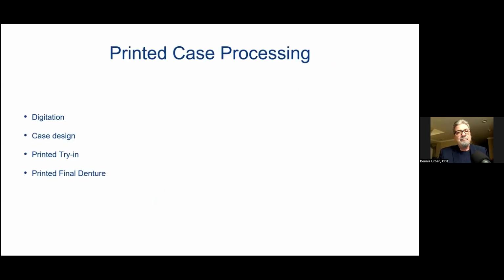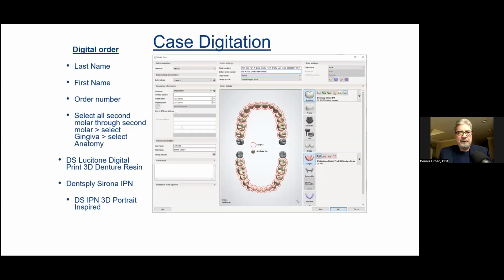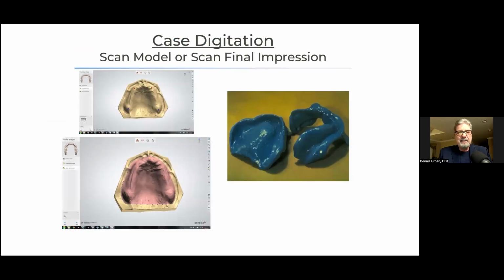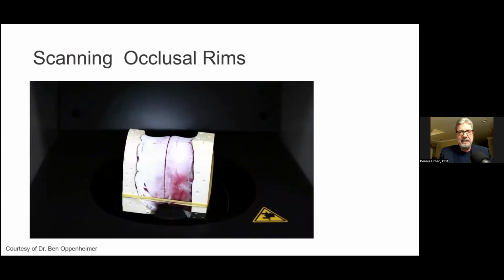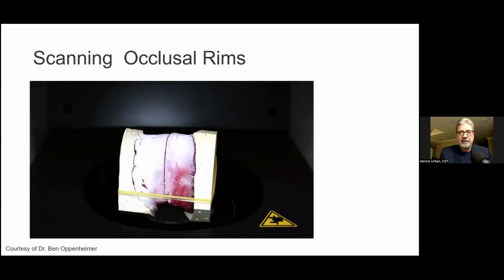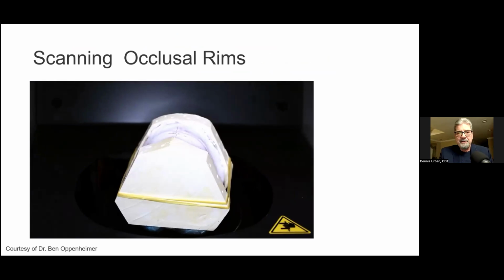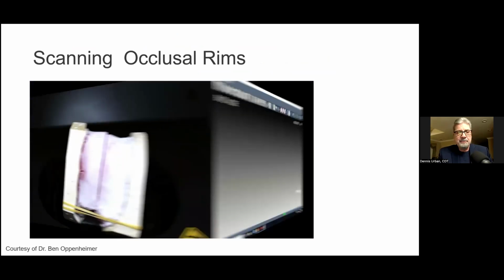So printed case processing: we have talked about digitization, case design, the printed try-in, and the final printed denture, in that order. This happens to be 3Shape here. We scan the model for the final impression, and that's a new denture, and we made a bite registration, occlusion registration. I sprayed some scan spray on here, and then we're ready to scan. This is courtesy of Dr. Ben Oppenheimer. And you can see that the doctor put some dimples in the model too, just to align it correctly.